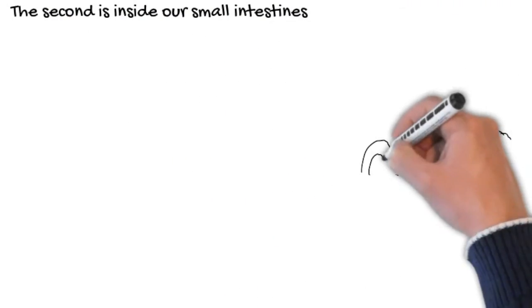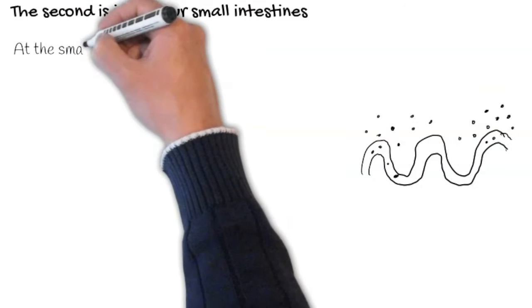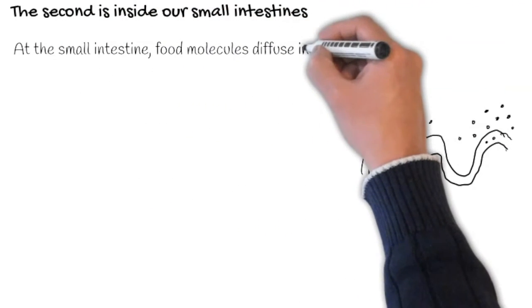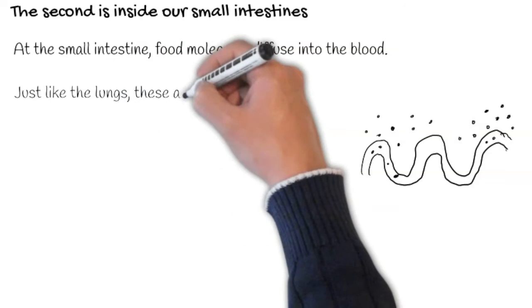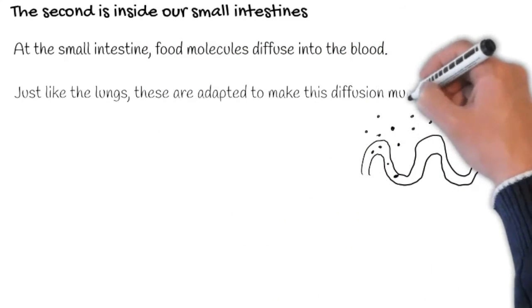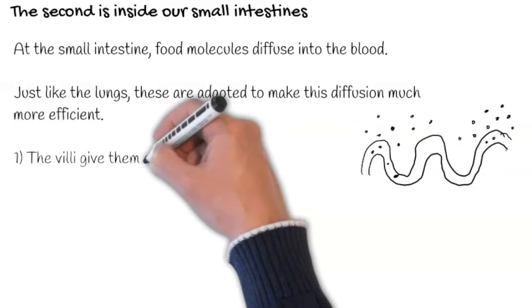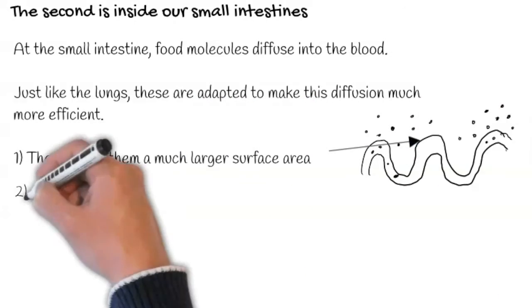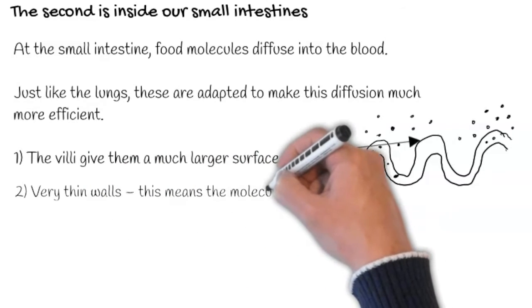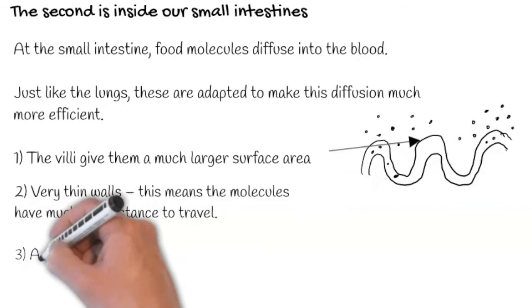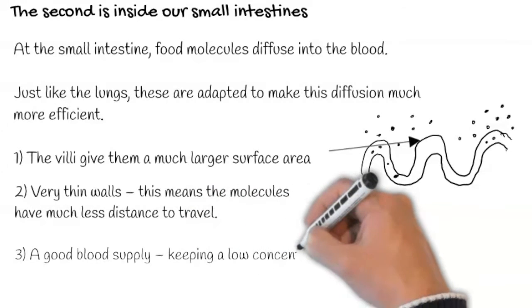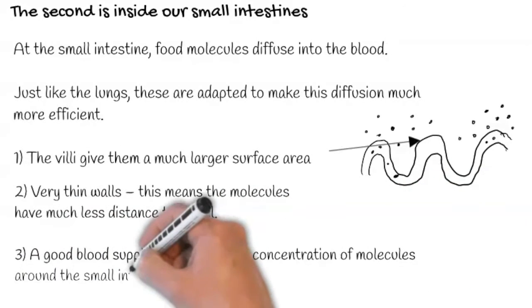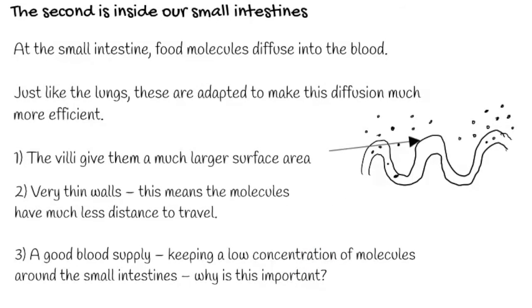The second is inside our small intestines, as being drawn here. At the small intestine, food molecules diffuse into the blood. Just like the lungs, these are adapted to make this diffusion much more efficient. Number 1, they have villi, which give them a much larger surface area. 2, they also have very thin walls, meaning the molecules have less distance to travel. And 3, they also have a good blood supply, keeping a low concentration of molecules around the small intestines. This is important, so diffusion can happen quicker.